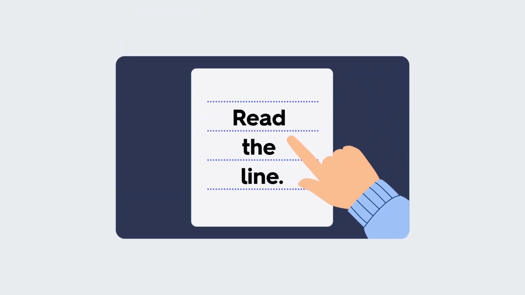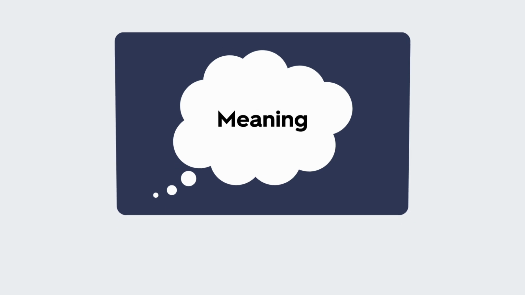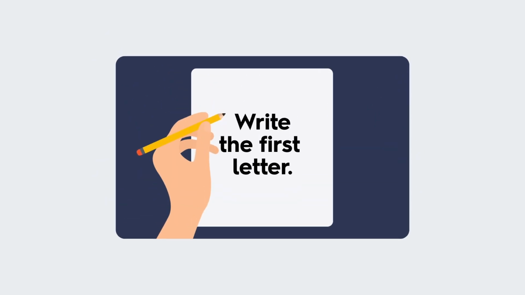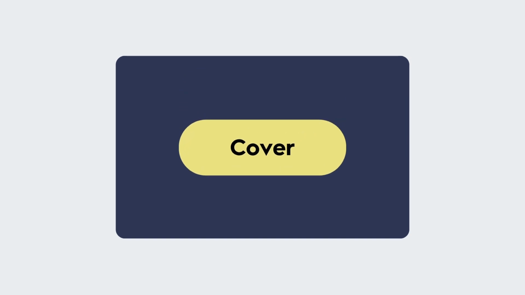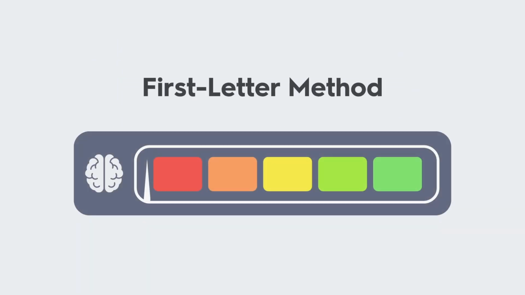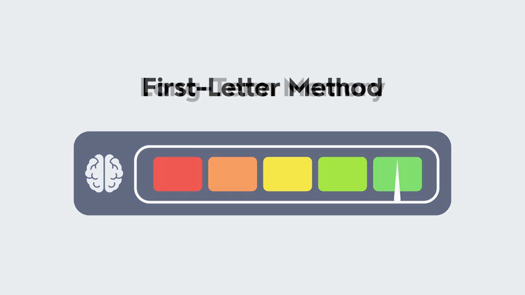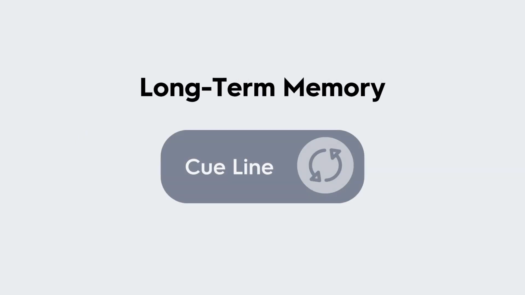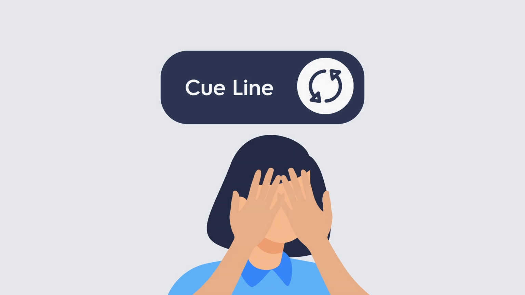Here is the full routine. First, read the line until it makes sense. Next, picture the meaning. Then, write the first letter of every word. Finally, cover the original and recite using only the cue line. This method is useful for fast recall, especially before a presentation, performance, or quiz. For long-term memory, review the cue line again over time and gradually practice without looking.